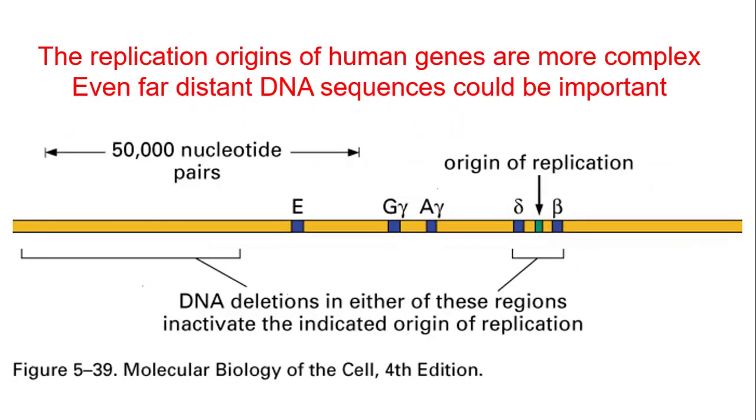So in humans, genes are more complex; even far distant DNA sequences can be important. In a typical scenario here, you can see 50,000 nucleotide pairs and the origin of replication. You can see the origin of replication here, and these are the DNA deletions; deletions in either of these regions inactivate the indicated origin of replication. Now, what is the idea? Remember, they are supposed to serve as a guide.